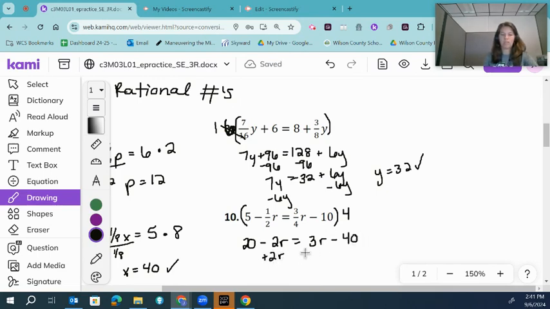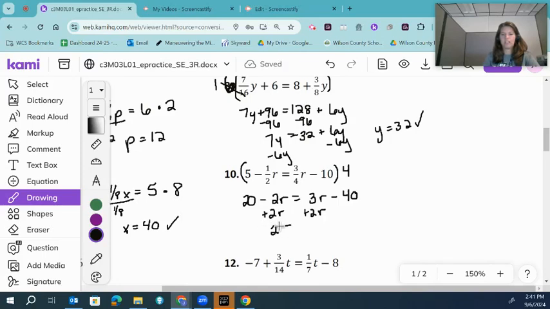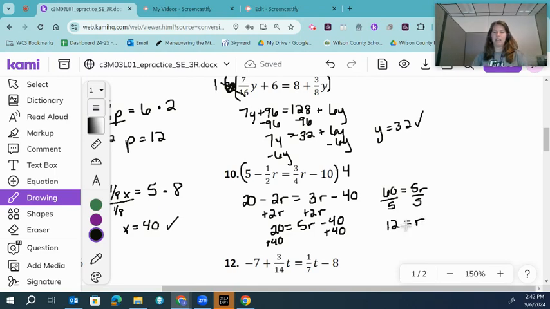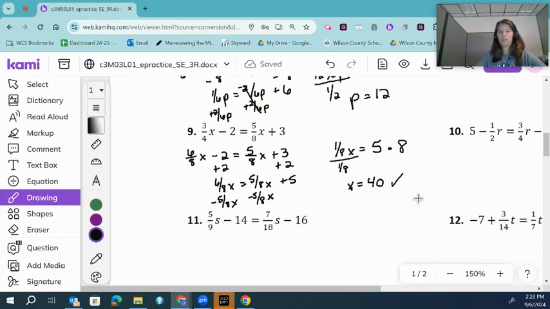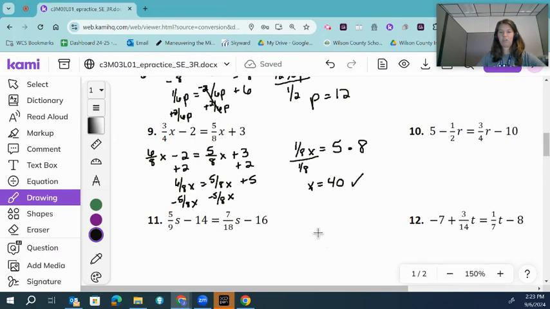Add 2r to both sides. That gives you 20 equals 5r minus 40. Add 40 to both sides. That gives you 60 equals 5r. Then divide by 5. And that gives you 12 equals r. And then plug it back into your original equation using your calculator. And both sides give you negative 1. So this is correct. There are several more there if you would like to try some on your own.